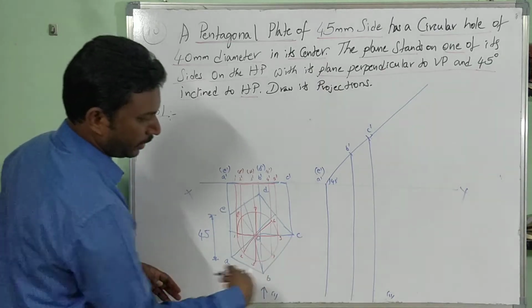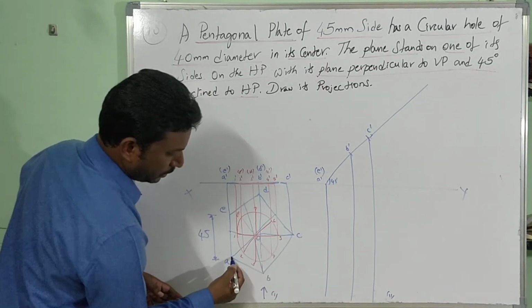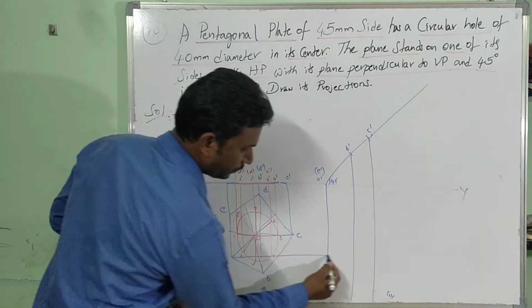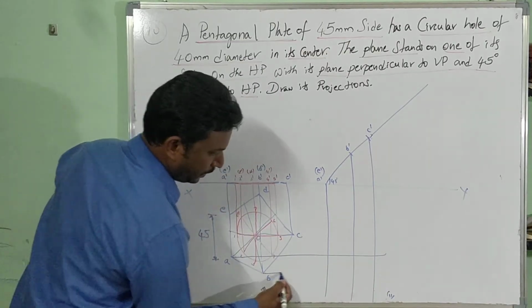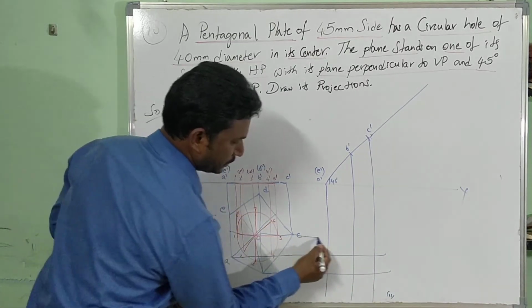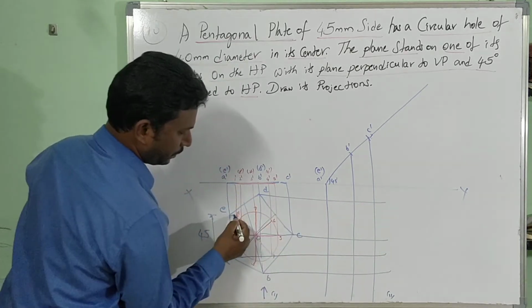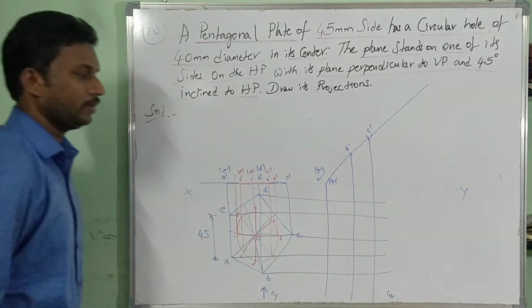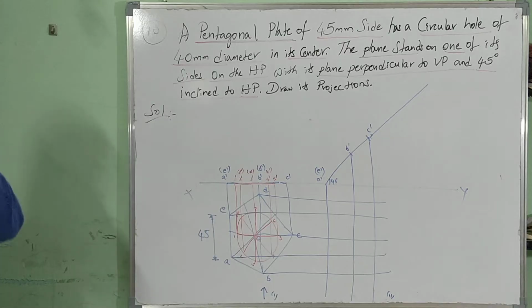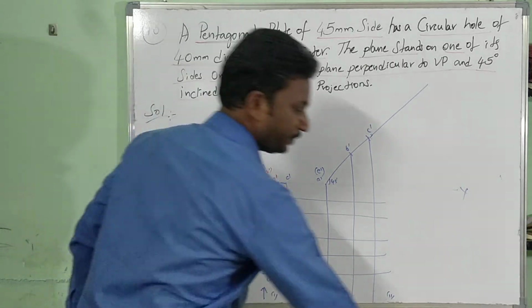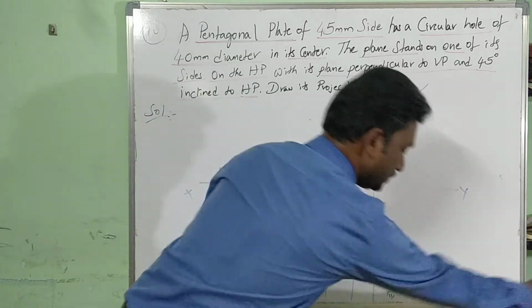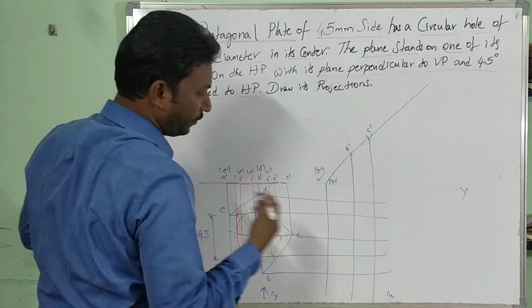Now from here, try to draw horizontal lines from A, from B, C, D, E. We got the intersection of horizontal projectors and vertical projectors. Pick the points for the final projection.